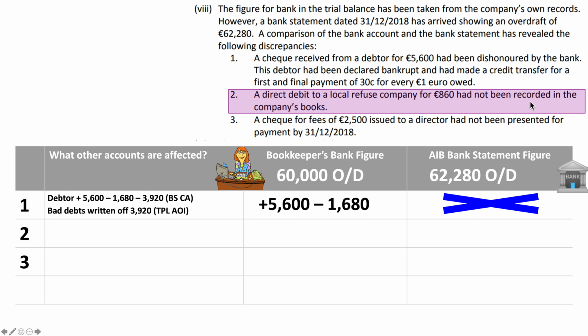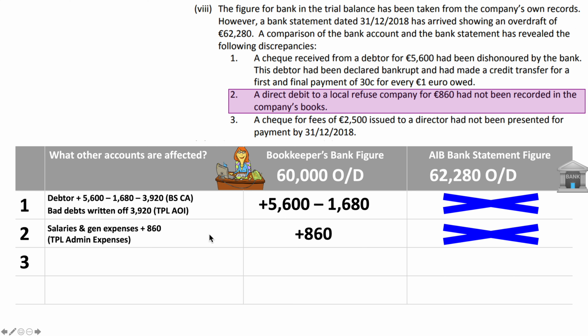Now, number 2, a direct debit to a local refuse company for €860 had not been recorded in the company's books. Okay, so it hadn't been recorded in the bookkeeper's books, and it didn't affect the AIB's bank figure at all. If 860 came out of the company's bank account, that is going to increase the overdraft here. And then a refuse company, so that's just a charge for bins and stuff, so just add that to salaries and general expenses. Add 860 to the TPL admin expenses.